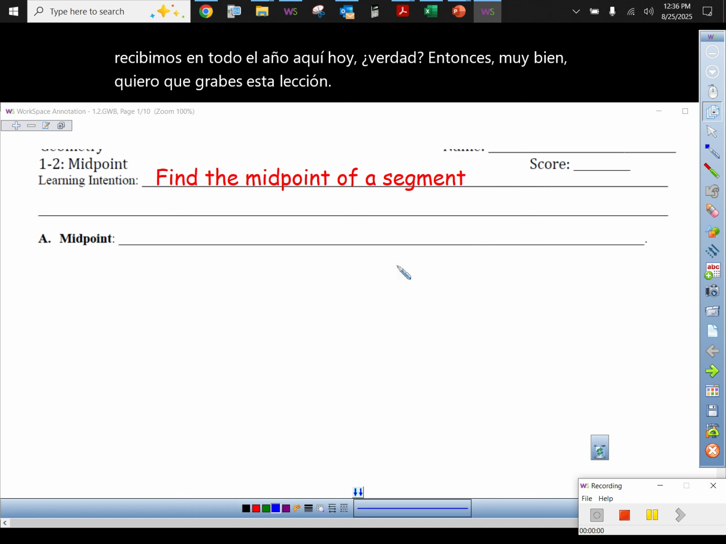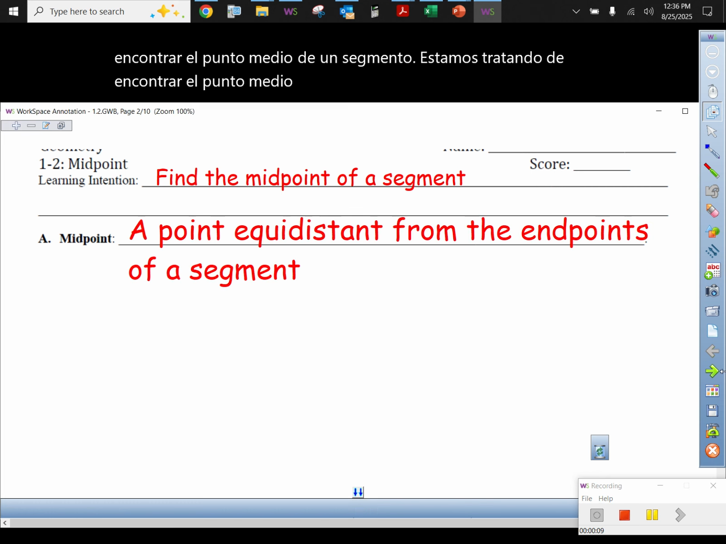Today's learning intention for lesson 1-2 is how to find the midpoint of a segment. We are trying to find the midpoint of a segment. What is the midpoint of a segment? It is a point equidistant.